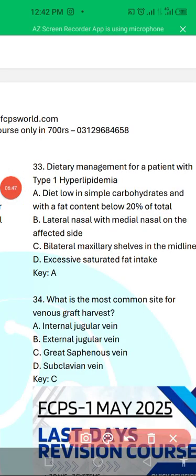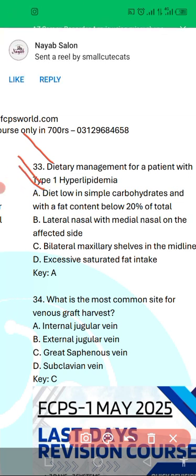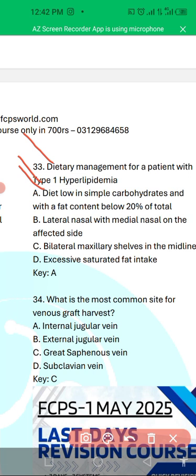Next one is the dietary management of a patient having type 1 hyperlipidemia. A type 1 hyperlipidemia patient should be given a low-fat diet and simple carbohydrates, with fat content less than 20% of the total. Next one is: what is the most common site of venous graft? That is the great saphenous vein, which is used for venous grafts.